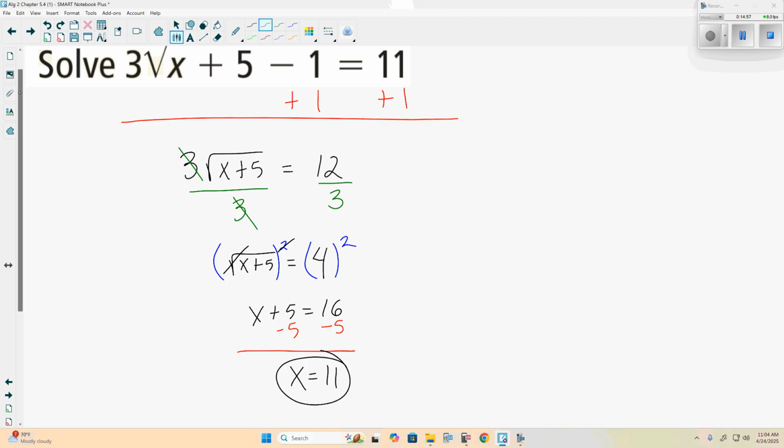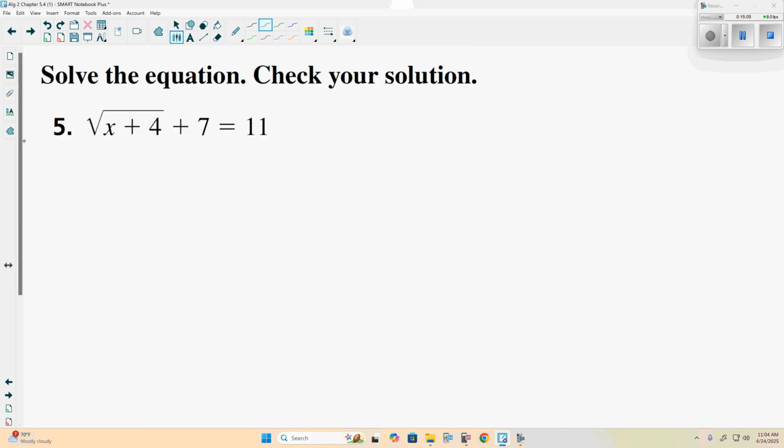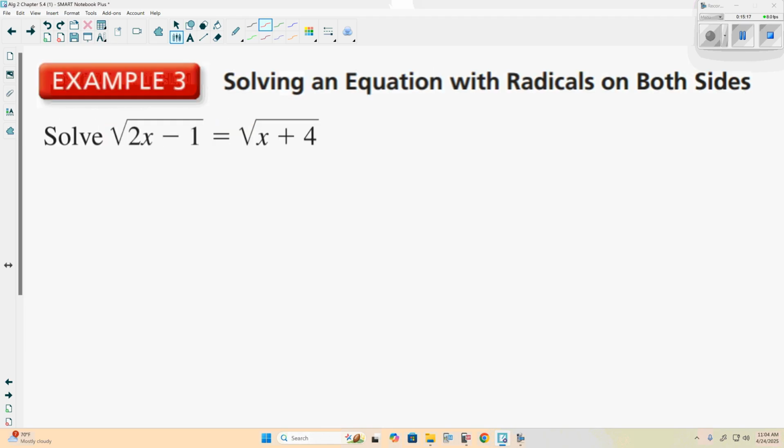Are you ready for the next one? We feel comfortable with these here, because we'd subtract 7, square it, and then subtract 4. All right.